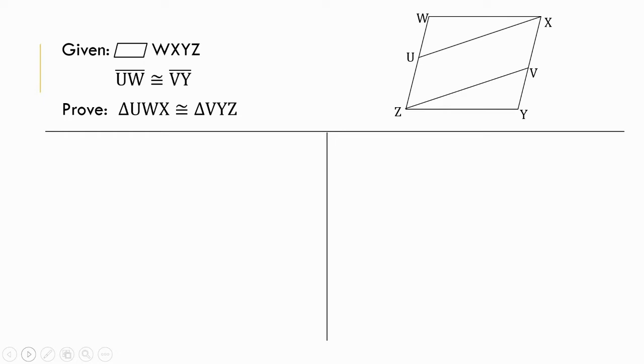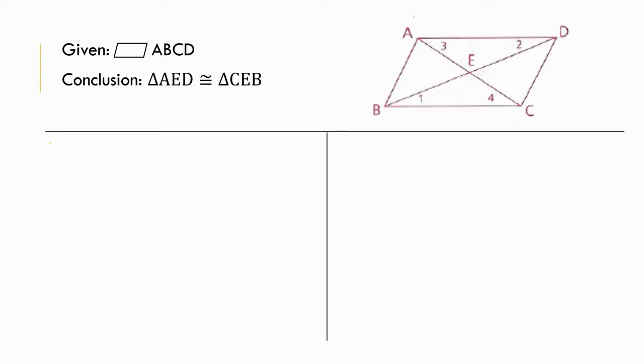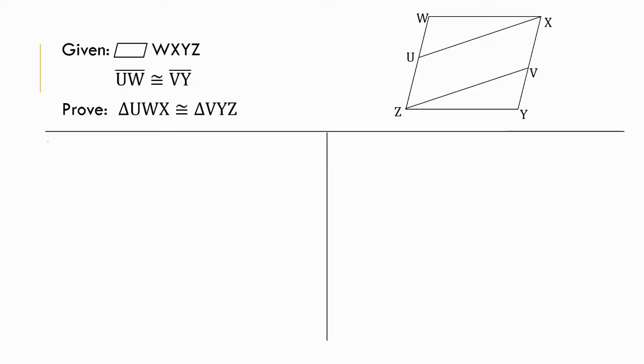Okay, so let's take a look at this proof. We're going to number our steps just like we always do. So step number 1, remember that symbol means parallelogram. So we are given the parallelogram WXYZ. Remember, when you're given a parallelogram, you have 5 different properties.